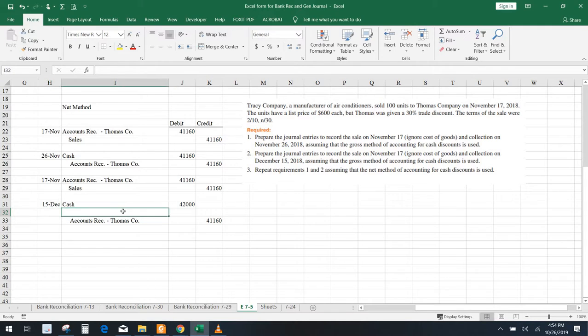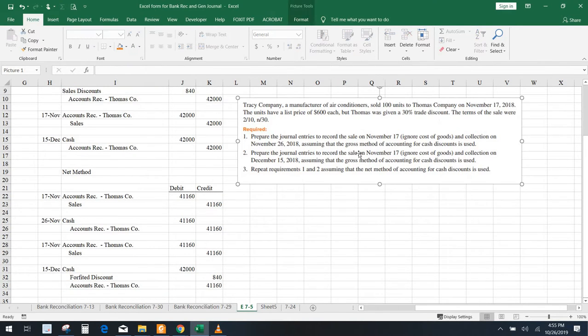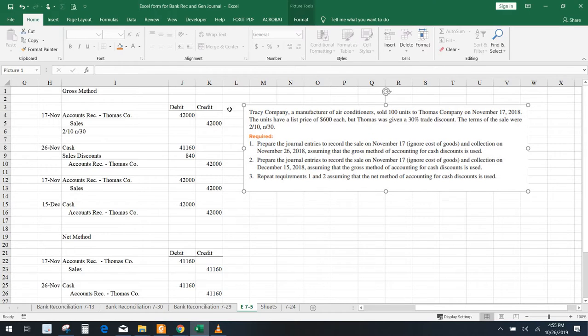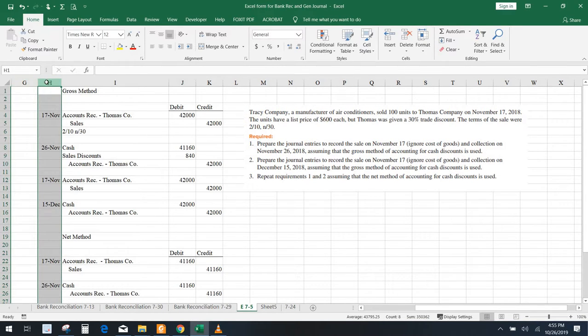and this is, I believe the name of this is forfeited discount, and that is 840. Okay, and I believe that's correct. So I've solved this problem previously, and I'll just reveal the answers to check and make sure that we have this correct.